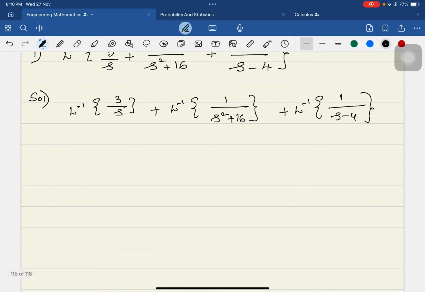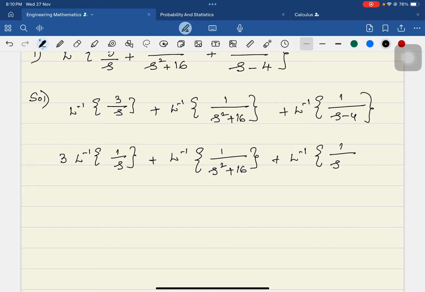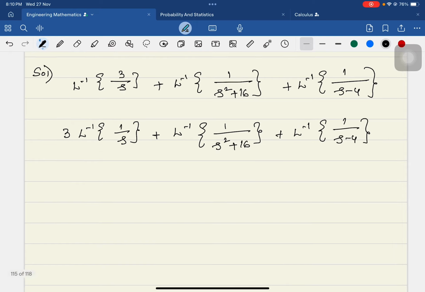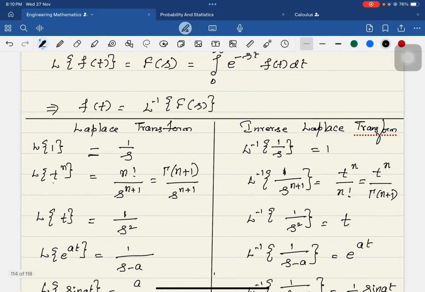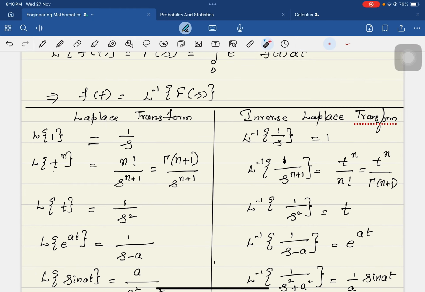Right? Now, what is L inverse of 3 over S? I write 3 outside and write L inverse of 1 over S. And this is L inverse of the same, because there is no other constant here, S square plus 16, plus L inverse of 1 over S minus 4. The same. Now, what is L inverse of 1 over S? It is 3 times 1. L inverse of 1 over S is equal to 1.